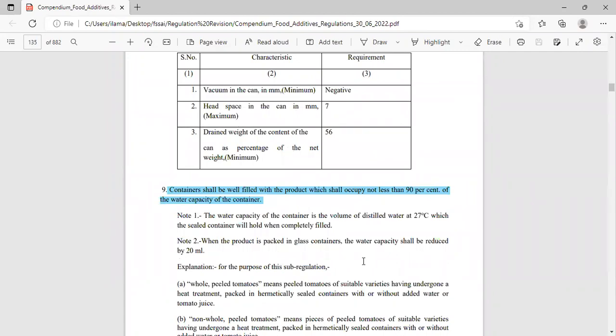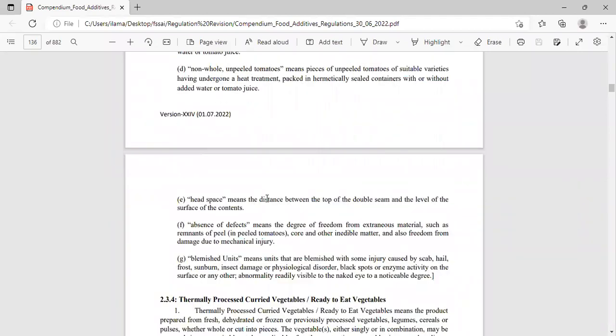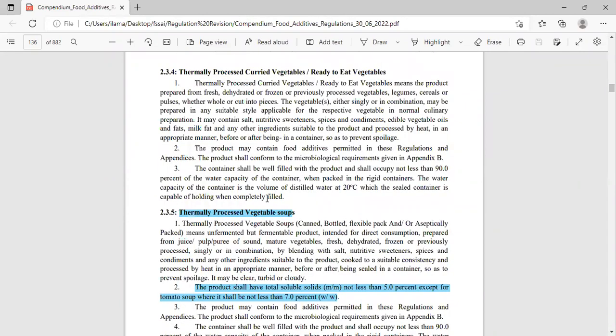If you are filling a can, we have to fill the cans or containers up to 90% only. We have to leave 10% of that headspace. This point is mostly repeated in thermally processed fruits and vegetable products. So note this: container shall be well filled with the products which shall occupy not less than 90% of water capacity of the container. It is mostly repeated in all the points.